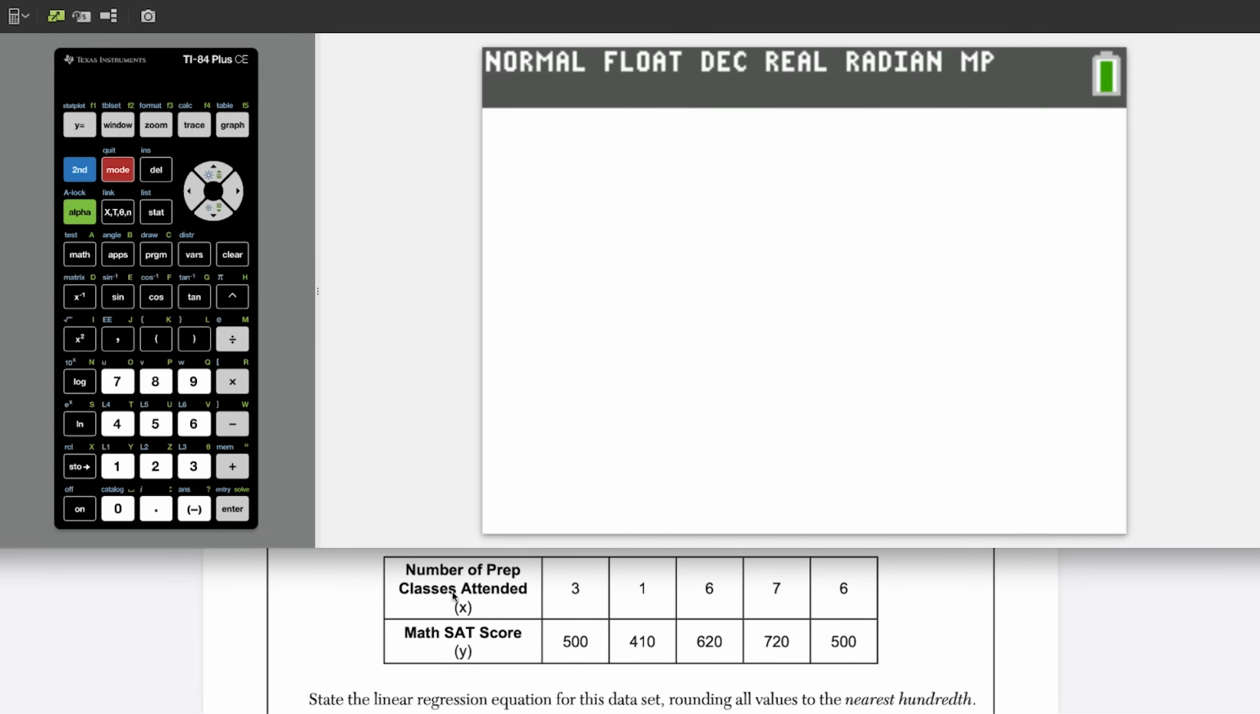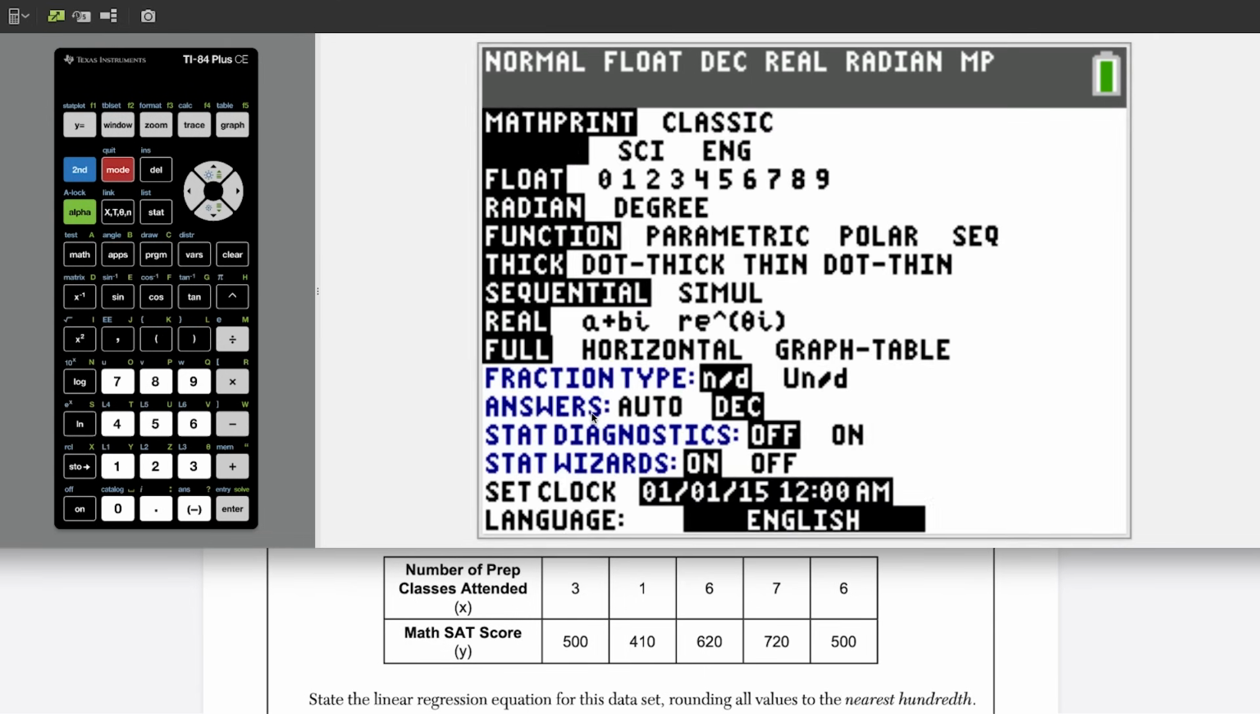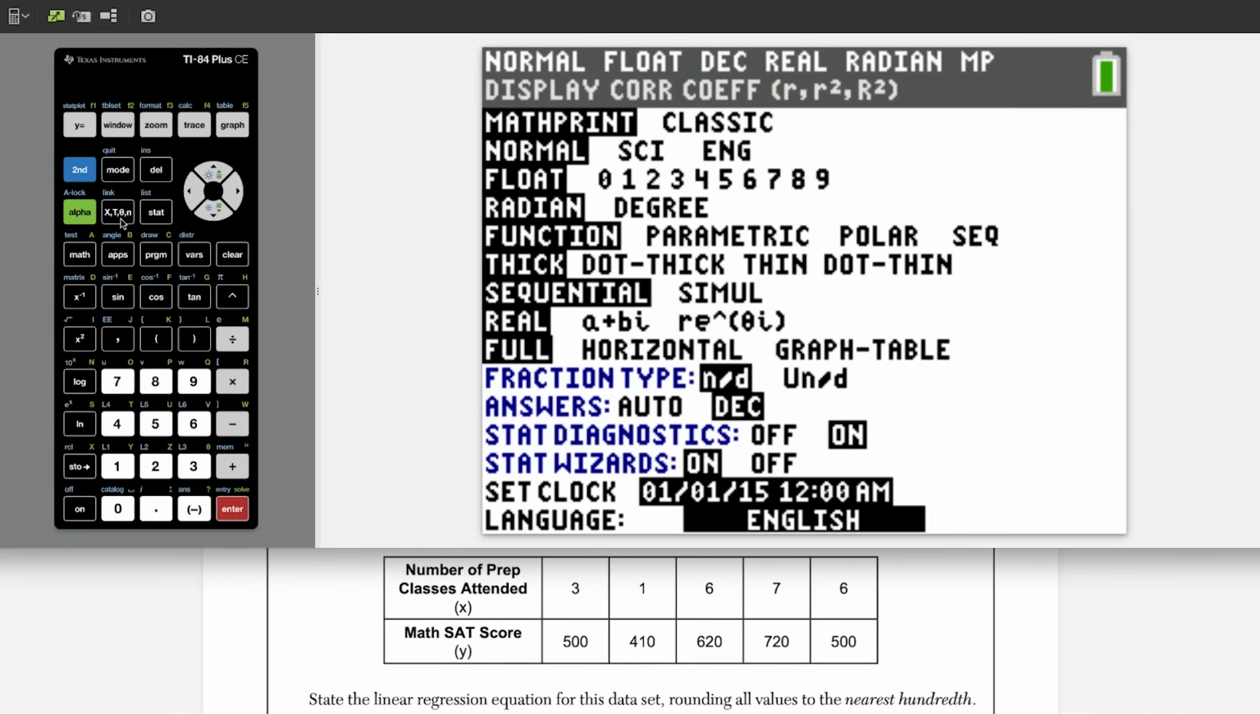So in a moment, we're going to have to find the correlation coefficient. So I would go over to mode and make sure that the diagnostic is on. So if you see over here, stats diagnostics is off. So I'm going to scroll down like this to stat diagnostics, and I'm going to switch it on. So I'm going to go to the right and press enter, and then I'm going to enter the data.